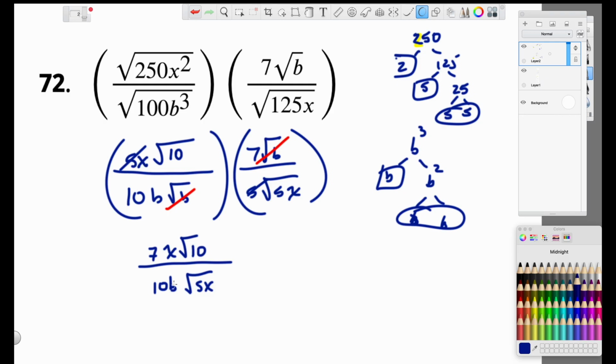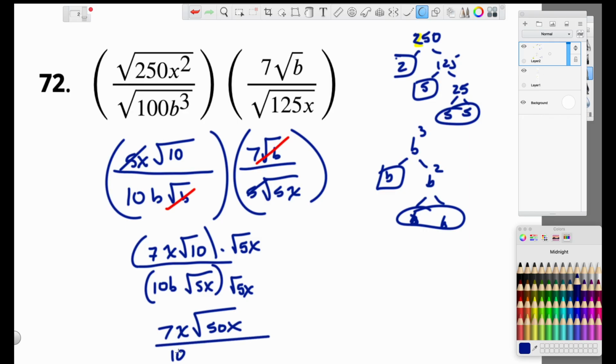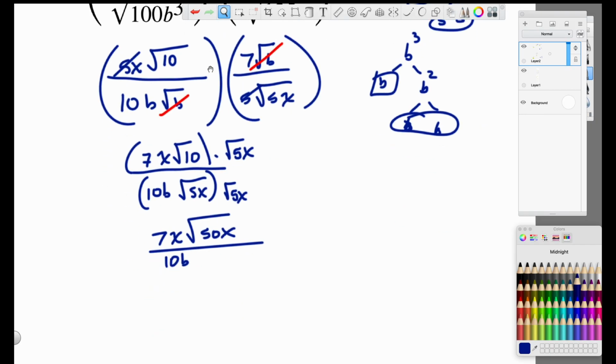Okay, now I don't like this radical in the denominator, so we're going to multiply top and bottom by root 5x. Notice this is not a binomial, this is one term, so we don't do a conjugate pair here. Okay, so 7x times root 10 times root 5x, we're multiplying this right here. So we multiply the radicals. Root 10 times root 5x. This would be root 50x. And this is 10b.